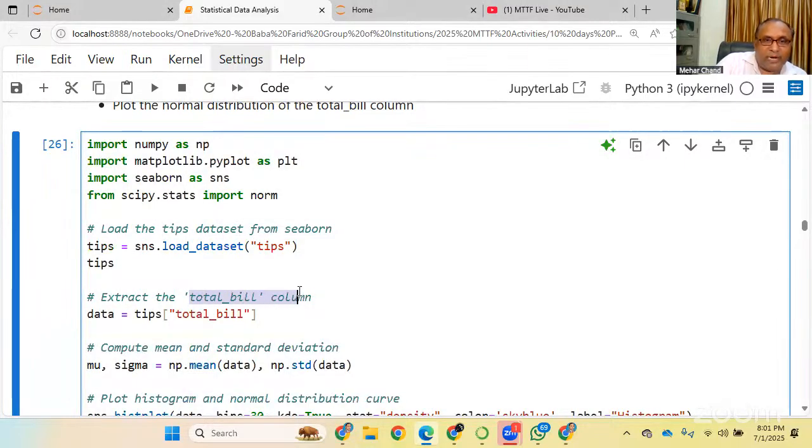We are using for total bill from Pooja Arora ma'am. What are you doing?